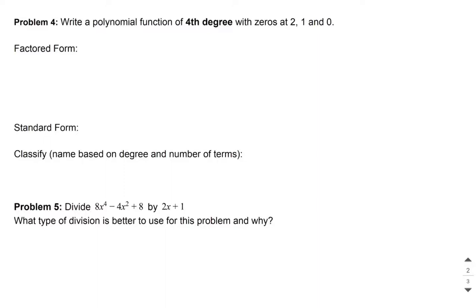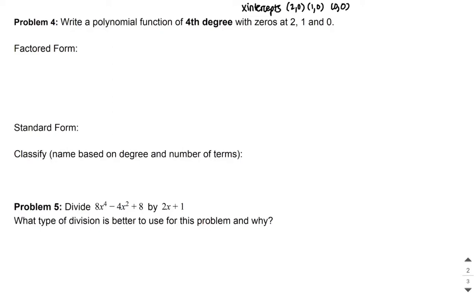For problem 4, I want to write a polynomial function of fourth degree with zeros at 2, 1, and 0. Another word for zeros is x-intercepts. So these are actually telling me my x-intercepts, where I'm going to intersect with the x-axis on my graph. So I'm going to do that at (2, 0), (1, 0), and (0, 0) is what this is saying. Those are my x terms in my x-intercept.